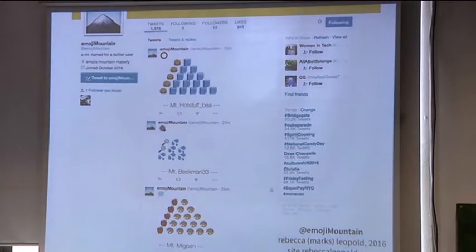This is called Emoji Mountain by Rebecca Leopold. All it's doing is it's just looking. Anybody who happens to tweet mountain or maybe with the emoji mountain, it's searching Twitter. When it finds someone who uses the word mountain, it generates a mountain out of emojis and names it out of the Twitter username. So this is Mount Migpan and Mount Beekman 33 and Mount Hot Stuff Bia.